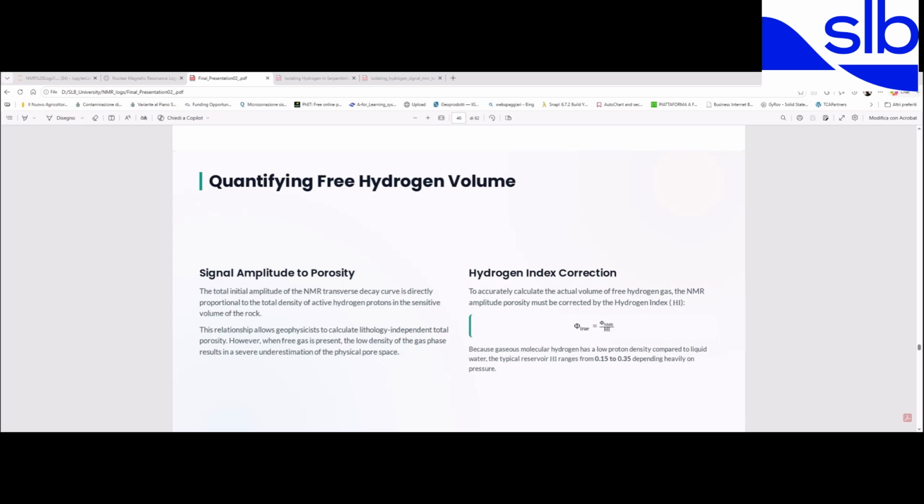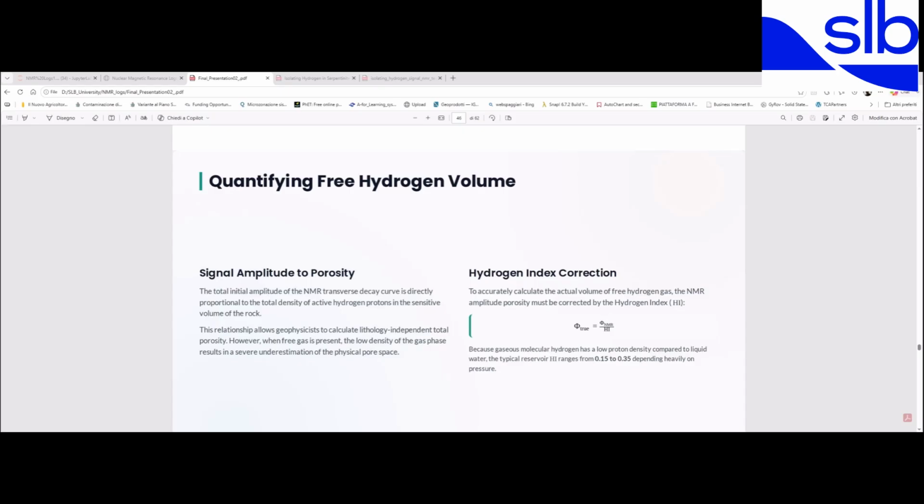when free gas is present, the low density of the gas phase results in a severe underestimation of physical pore space. So, what kind of information does the hydrogen index give? The hydrogen index is the accurate calculation of the actual free gas hydrogen presence. But it does not mean that you can extract all of the free gas. It's clear that you also need to consider reservoir engineering sustainability. The nuclear magnetic log amplitude porosity must be corrected with the hydrogen index.